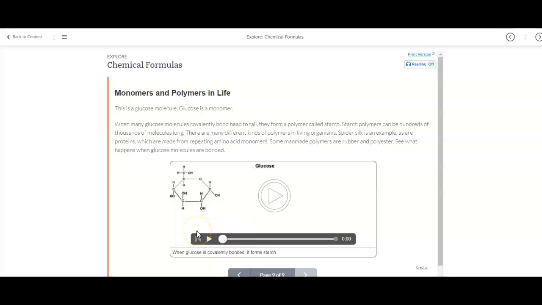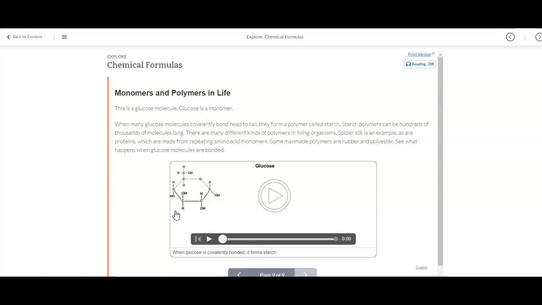So where would we see these in real life? This is a glucose molecule. Remember we talked about that earlier. Glucose is a monomer. When many glucose molecules covalently bond head to tail, they form a polymer called starch. Starch polymers can be hundreds of thousands of molecules long. There are many different kinds of polymers in living organisms. Spider silk is an example. They're proteins, which are made from repeating amino acid monomers. Some man-made polymers are rubber and polyester.